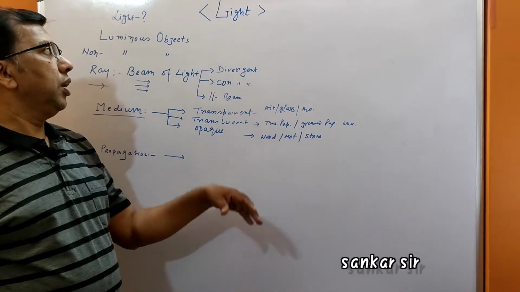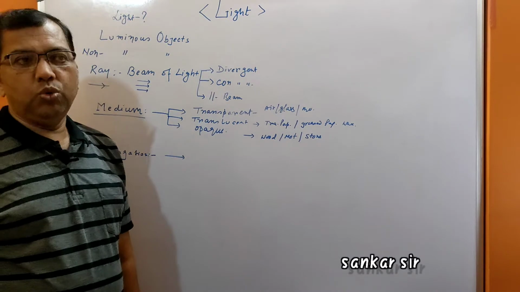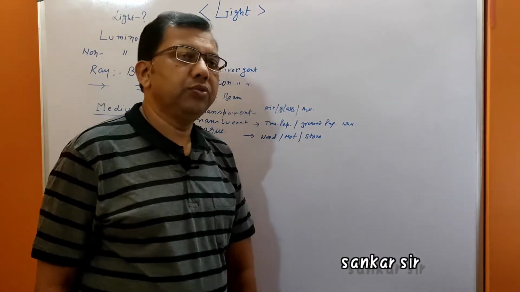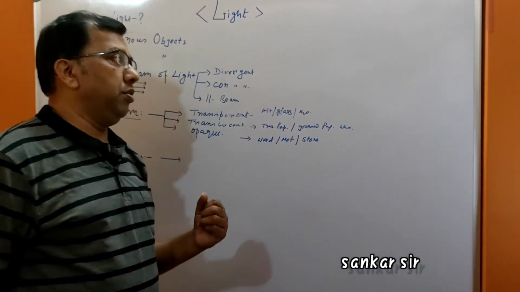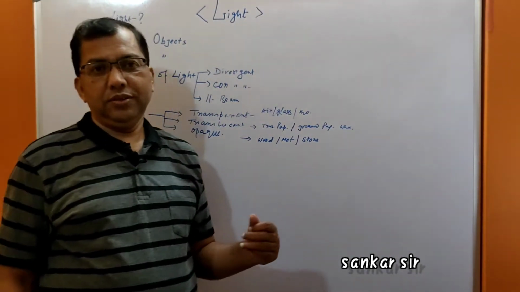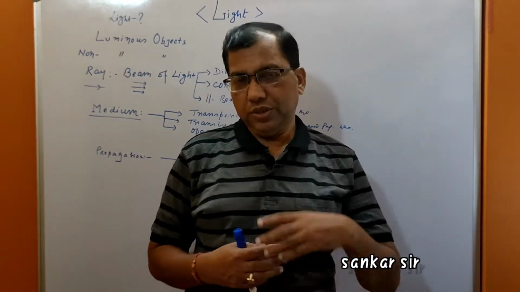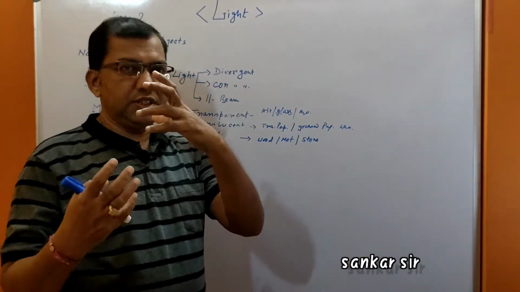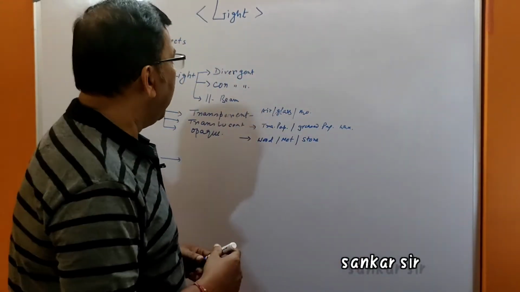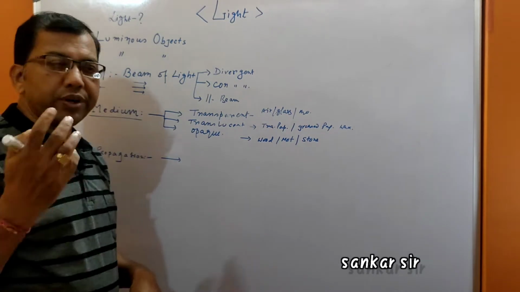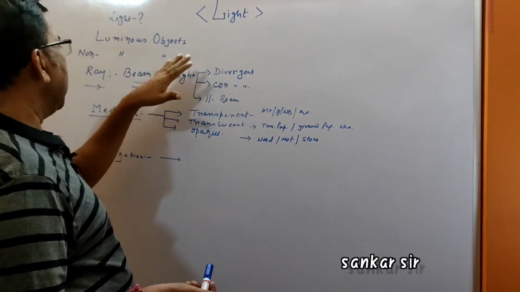So today I will start a new chapter of physics, light, which will be helpful for class 8, 9, 10 also. What is light? Light is a form of energy. It is the invisible source of energy which gives us the sensation of sight. We can see with the help of light. Before light, we will discuss some important things: luminous objects and non-luminous objects.